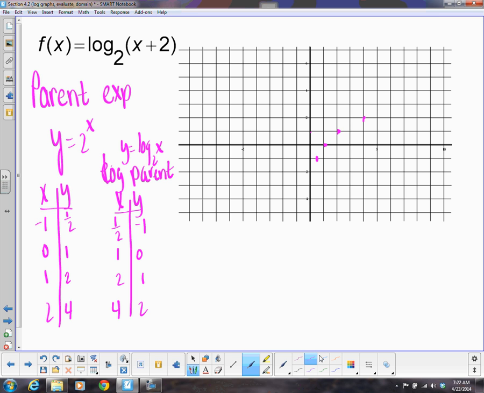Now, where's the asymptote on the log function? X equals 0. That's where our parent asymptote is. So the question is, what did the plus 2 do? What happens to this asymptote then? It goes to the left also. So we're going to go 1, 2. And every other point does what? To the left 2, to the left 2, to the left 2, to the left 2.